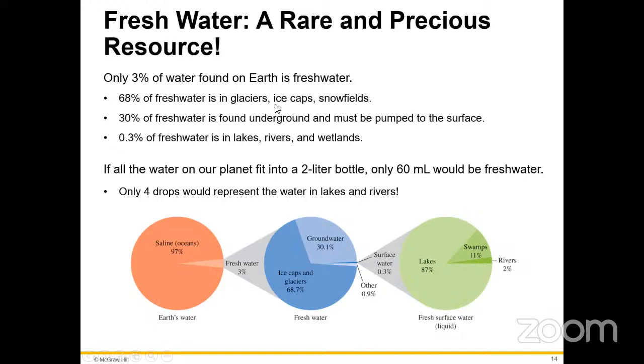68% of all fresh water is in the glaciers, ice caps, and snowfields. 30% of fresh water is found underground and must be pumped to the surface. And then you have 0.3% of fresh water that is present in lakes, rivers, and wetlands, right?